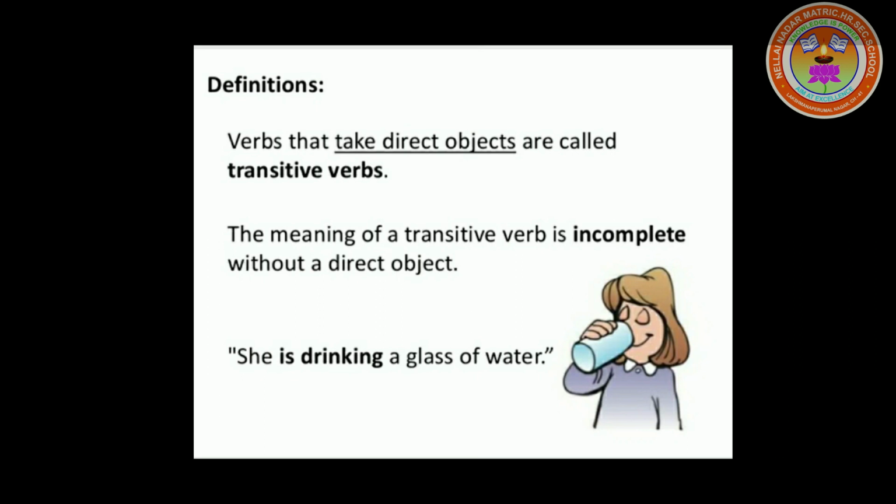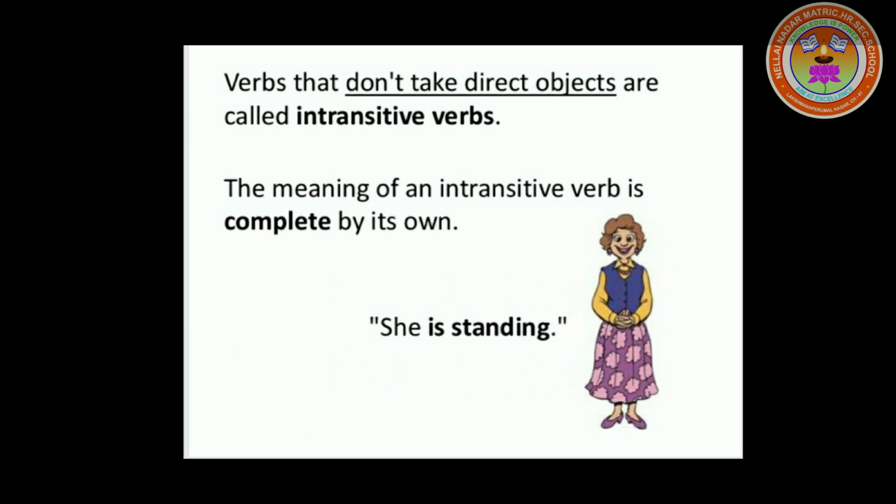Okay. Next, verbs that don't take direct objects are called intransitive verbs. So they don't require direct objects. The meaning of an intransitive verb is complete on its own. That means the sentence can be completed on its own without a direct object. For example, she is standing. Now here the sentence is completed but without a direct object. So this type is called intransitive verbs.